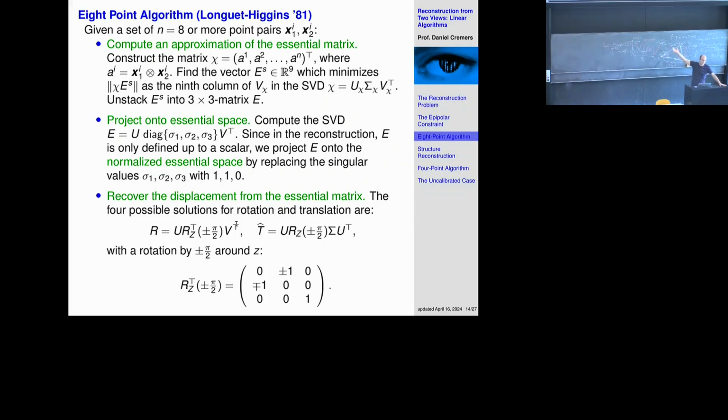And now Longuet-Higgins in 81 developed an approach that needed 8 points. You could say that's not really progress if in 1913 they could do it with 5 and in 81 they needed 8. But there is a difference. The 8-point algorithm is a linear algorithm. It means you compute matrices, you compute singular value decompositions, and you're done. The approach that Kruppa advocated in 1913, or the theory that he proposed, offered a much more difficult way to actually compute these things.